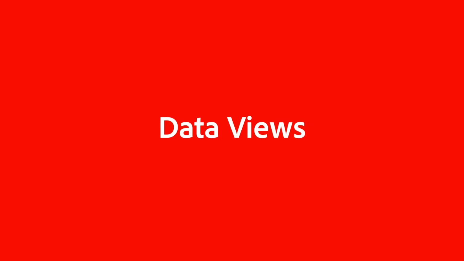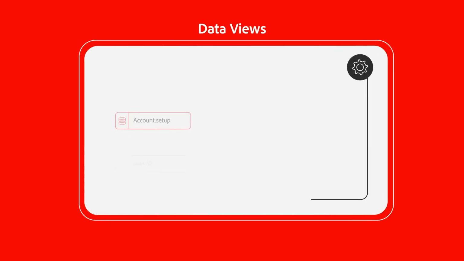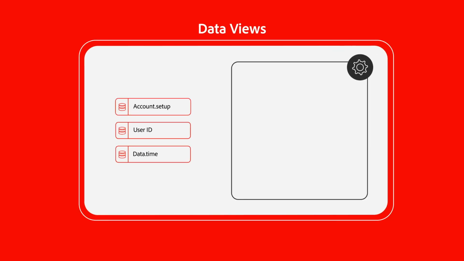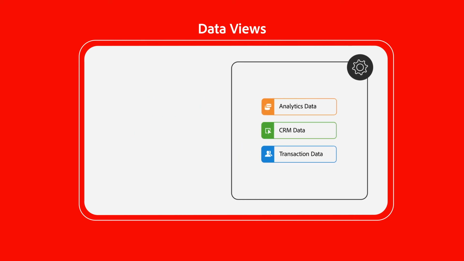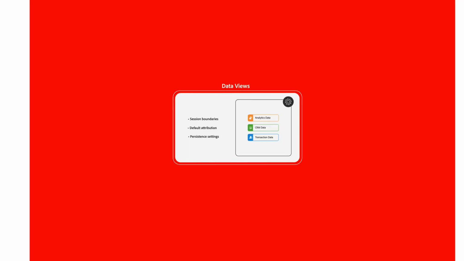Data views allow you to define how to interpret all the data you've connected. This is where you'll define your dimensions and metrics that you want to report on later in Analysis Workspace. It's also where you can define session boundaries or default attribution or persistence settings for your data.